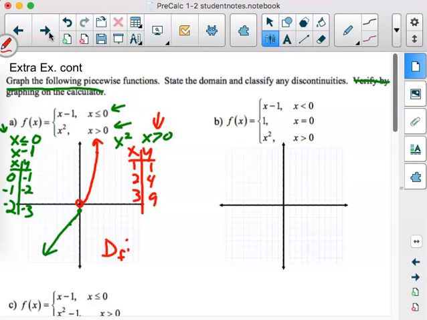Domain of f. Well, it's going left forever. We can put 0 into it because that's going to give us negative 1. We already did that. And then everything to the right is included on the graph. Oh, by golly, it's all real numbers. So I'm going to do this one with interval notation this time. Domain of f, negative infinity to infinity.